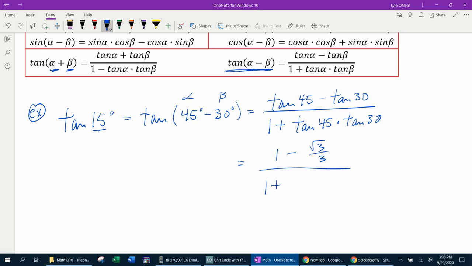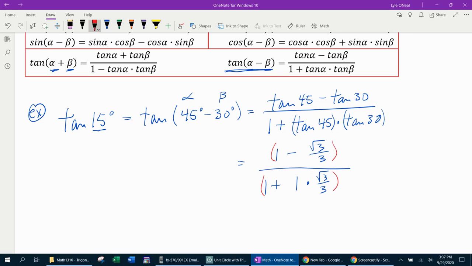1 plus, again, tangent 45 is 1. Tangent 30 is square root of 3 over 3. And then I've got to simplify this complex fraction. So if you ever wondered back in college algebra, why did I need to know how to deal with complex fractions? Well, here it is. This is a great time to practice that.